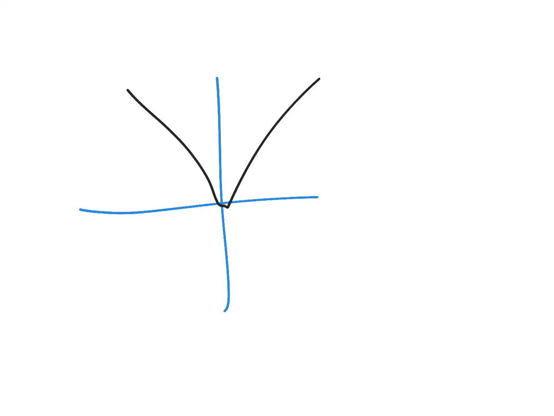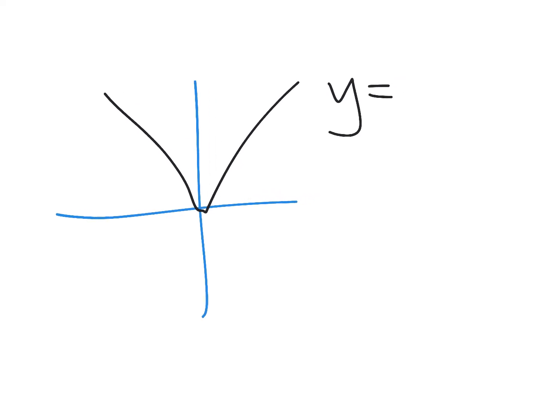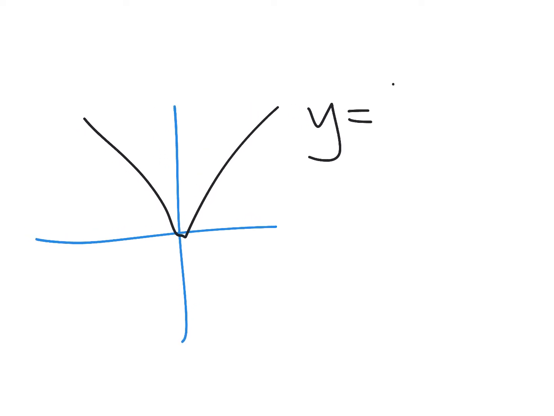That is a V shape, but what's its name? Don't say it, write it. Y equals what? Kennedy, what did you say? It's the absolute value of x. Who had absolute value of x?